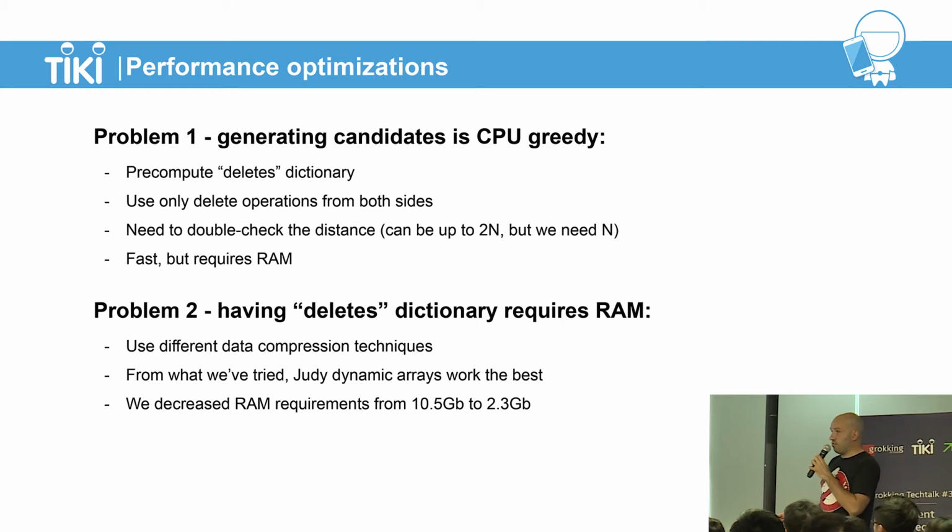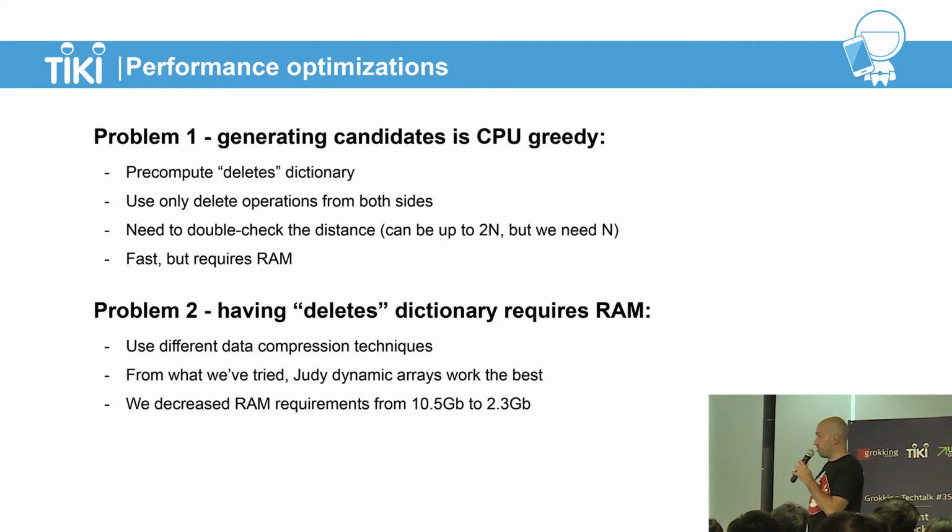It took around 60 or 70% of the whole memory which we used for our spell checker. So the second thing we did is we used different data compression techniques, like the dynamic arrays library, which lets us do even further integer compression. And by doing that, we managed to go down from 10.5 gigabytes to just 2.3 gigabytes of data for this whole thing with the spell checker data, which was good enough for us.